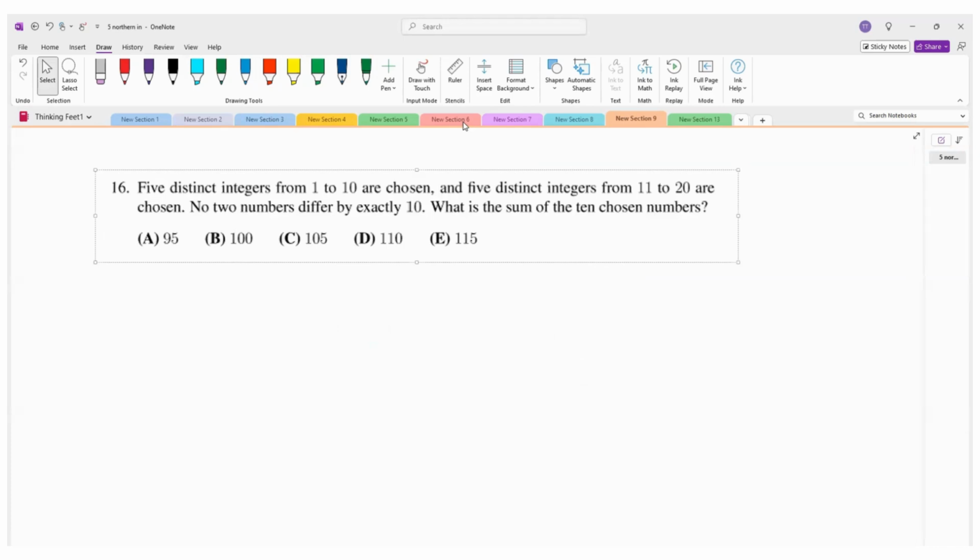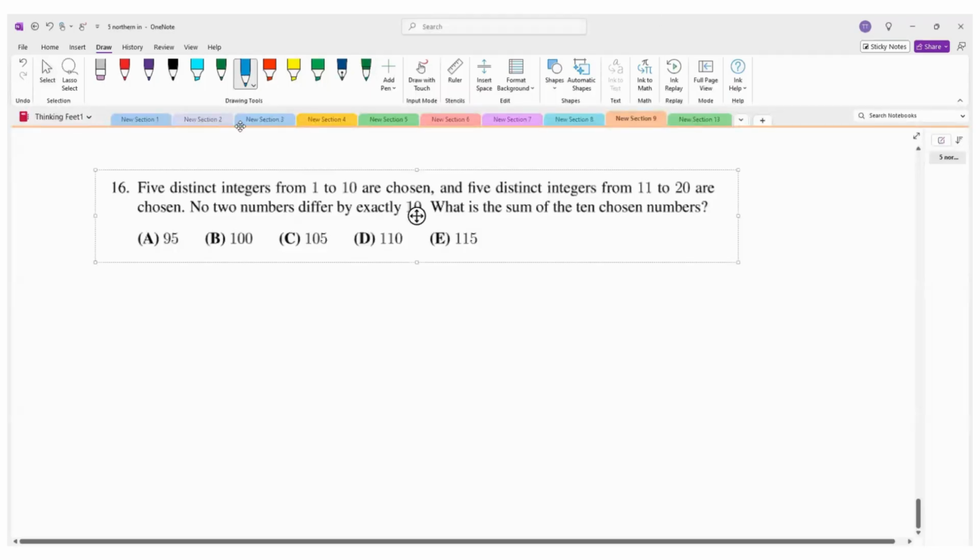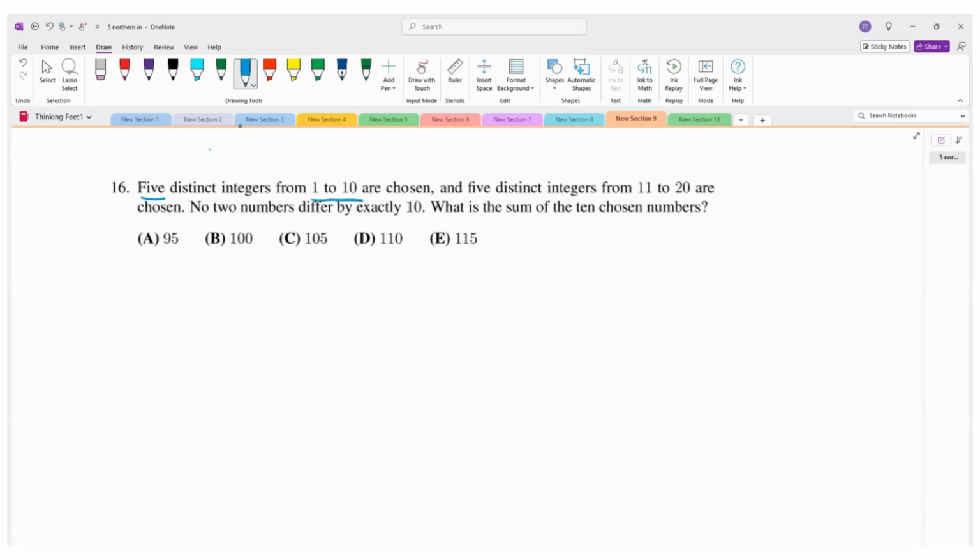Let's look at question 16. All right, so this states that we are choosing 5 distinct integers from 1 to 10 and 5 distinct integers from 11 to 20 such that no two numbers that we choose differ by exactly 10. It means that 1 and 11 are not allowed to be chosen, right? No two integers differ by exactly 10. I cannot choose 2 and 12. Same way, I cannot choose 7 and 17, right? And it's asking what is the sum of the 10 numbers chosen.